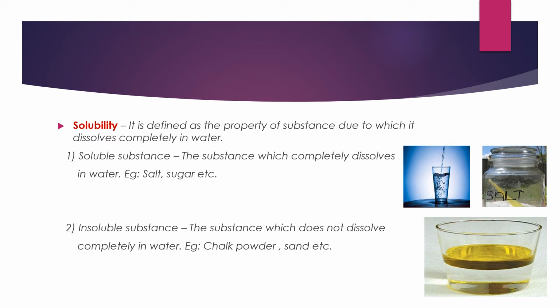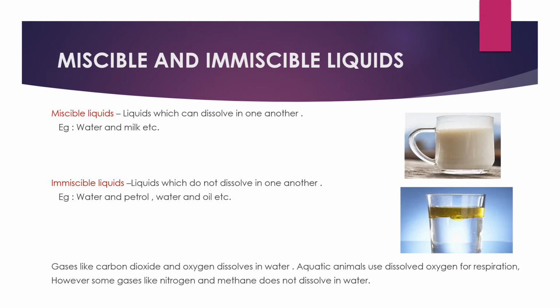Second is insoluble substance, the substance which does not dissolve completely in water. Examples: chalk powder, sand, or when you put oil in water, you will find that the oil floats above the water. So these are all insoluble substances. Coming to the next, here is miscible and immiscible liquid.